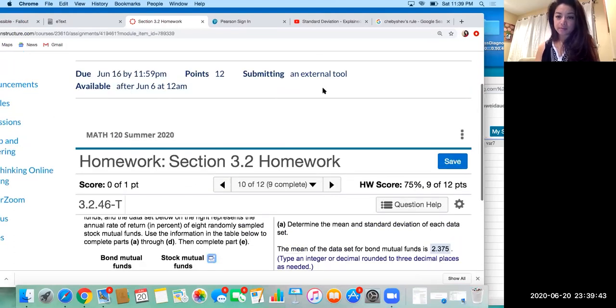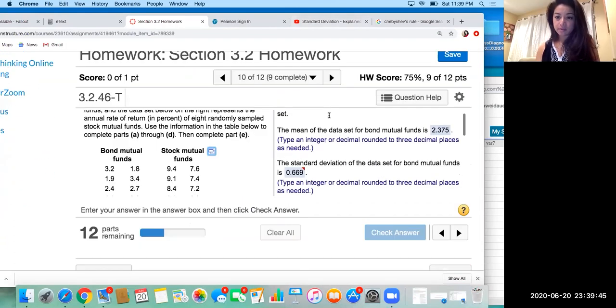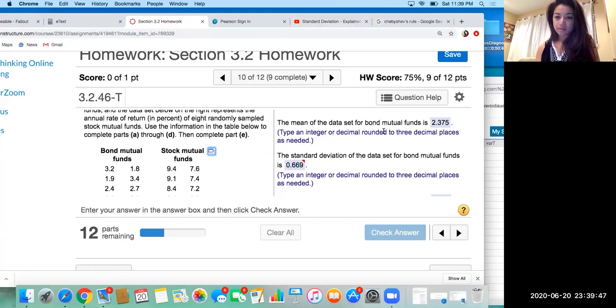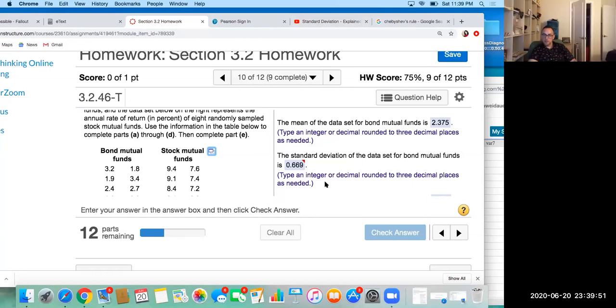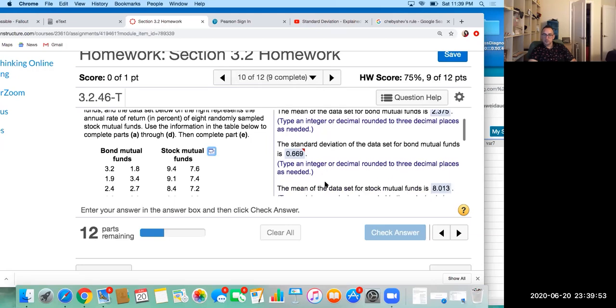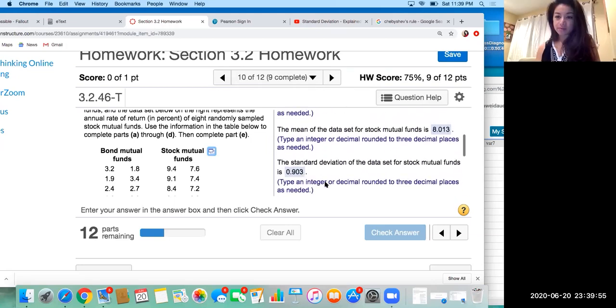Okay, hold on. The mean for, wait, which one are we doing? The stock now? Stock, yeah. So this is the bond mutual stock. So it's going to be 8.013.